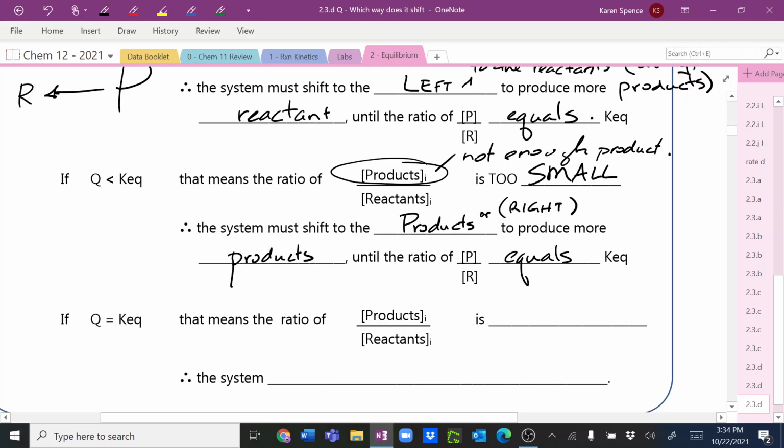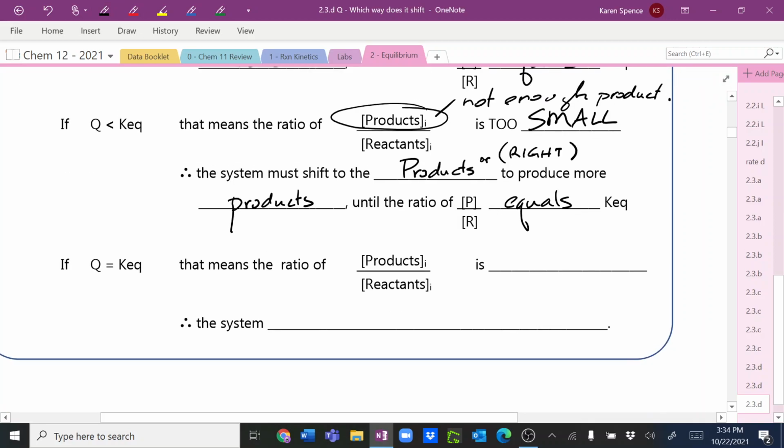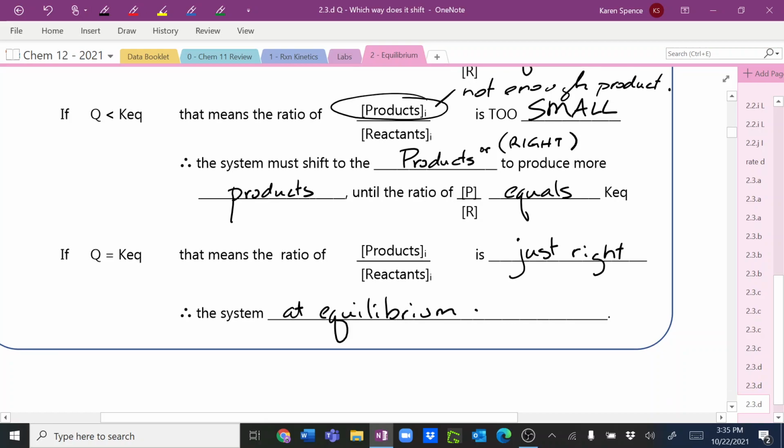Now, if Q is equal to KEQ, that means the ratio of products to reactants is just right. And if that's the case, the system is at equilibrium. Okie dokie.